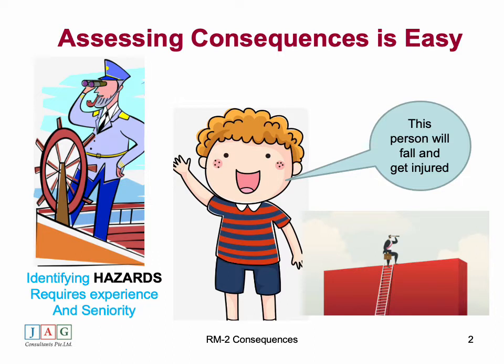So that is what consequences is all about. Even a child knows what could happen with a man working in an unsafe manner on the ladder. Thus, assessing consequences is child's play, but that doesn't go for identifying hazards. Thus, seniors should be involved in the hazard identification process, and if required, they can leave the assessment of the consequences to junior staff, which is child's play.